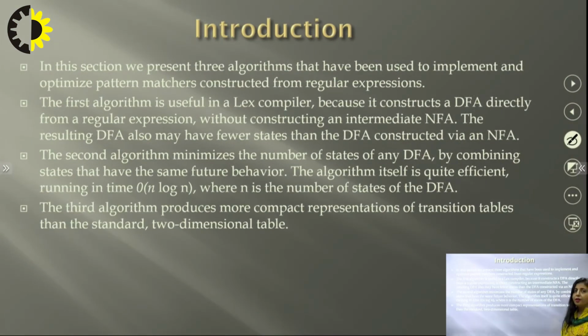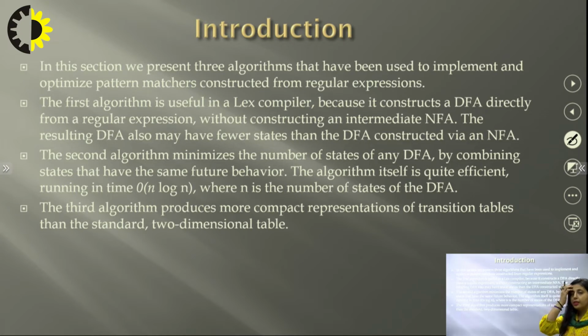The second algorithm minimizes the number of states of any DFA by combining states that have the same future behavior. The algorithm itself is quite efficient, running in time O(n log n), where n is the number of states of the DFA. The third algorithm produces a more compact representation of the transition table than the standard 2-dimensional table.